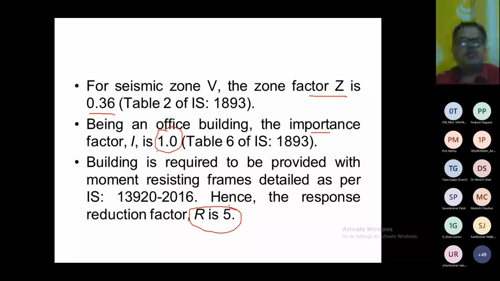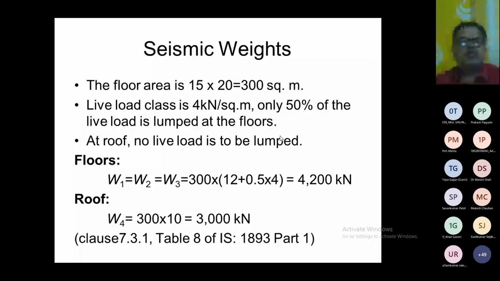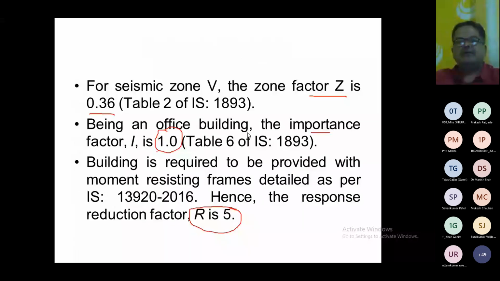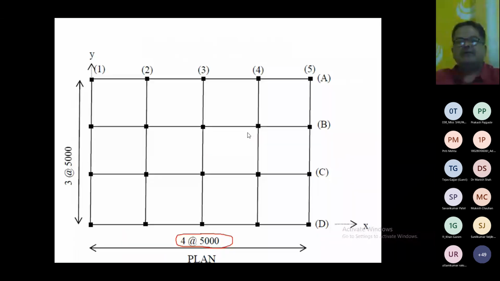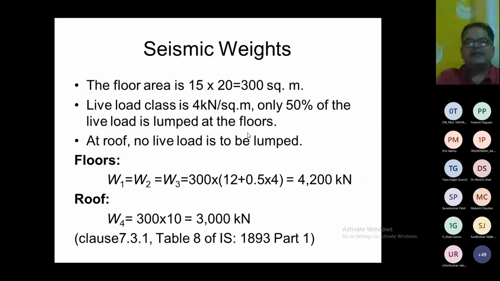Now we know the floor area. The floor area is 15 meter by 20 meter. So calculate the floor area. We know the live load. The live load intensity is 4 kN per square meter. So for the floors, W1, W2, W3 is 4200 kN, and for the roof there is no live load, so it will be 3000 kN. So these are the loads we will calculate.